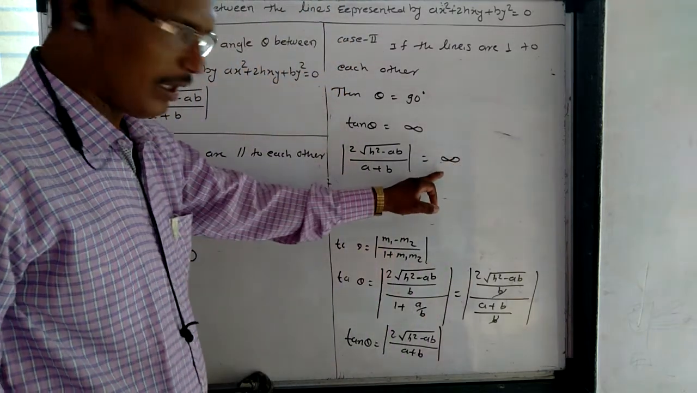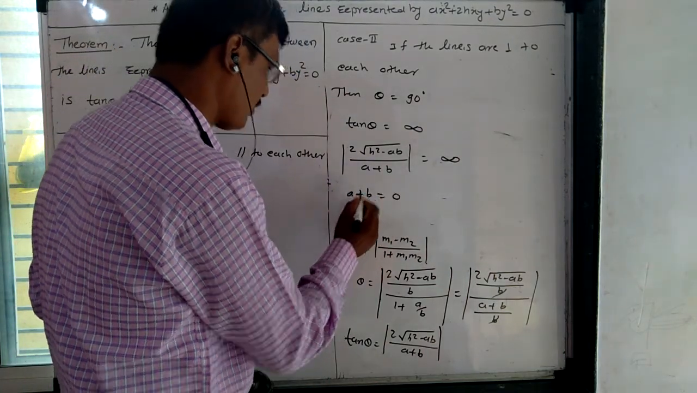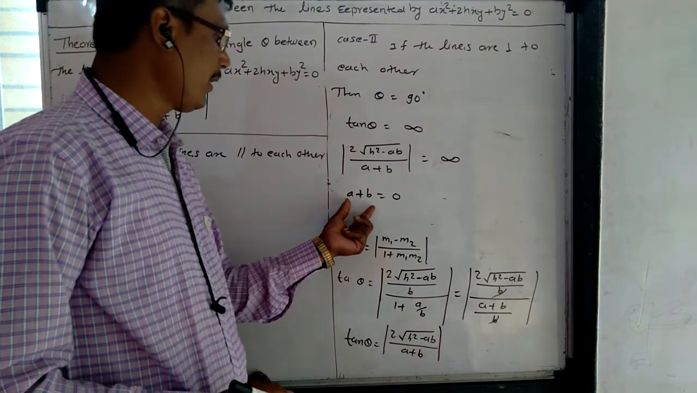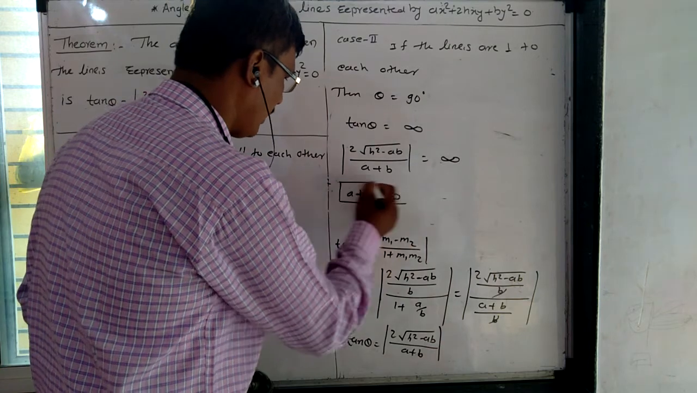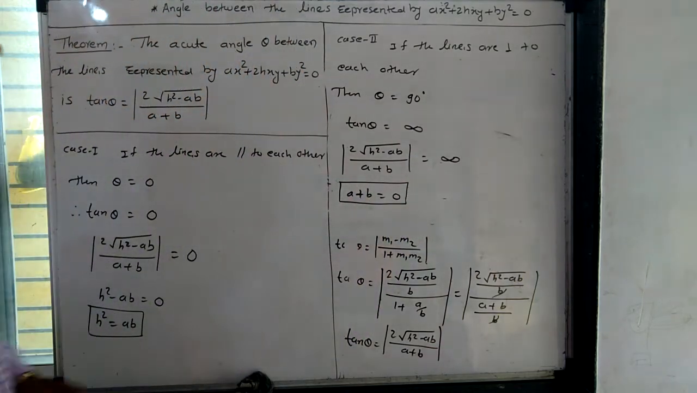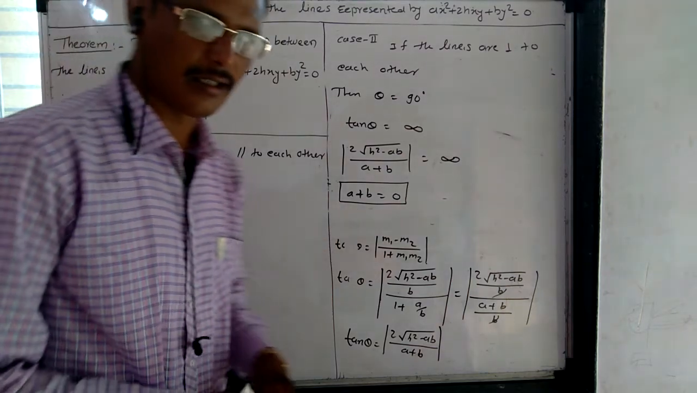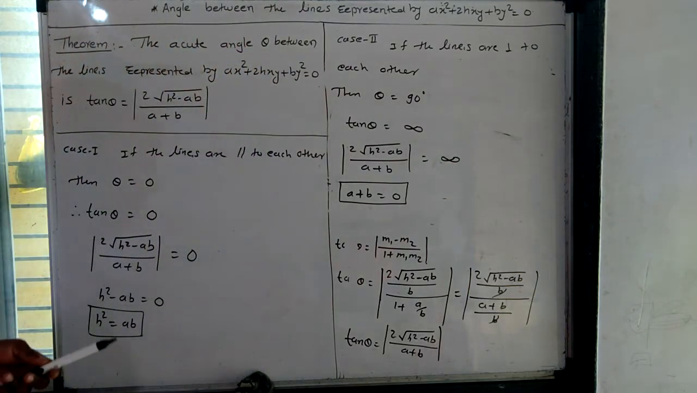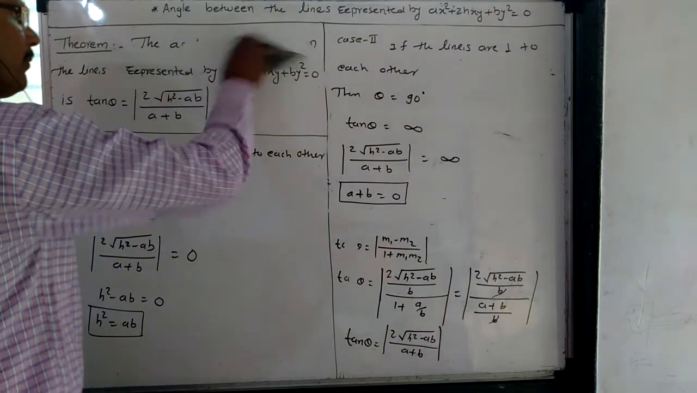It is possible only if a plus b is equal to 0. It is possible if and only if a plus b is equal to 0. So this is the condition that the lines are perpendicular to each other. So this is the condition that the lines are parallel to each other, and this is the condition that the lines are perpendicular to each other. Now we solve some problems related to this theorem, and the first problem we take.